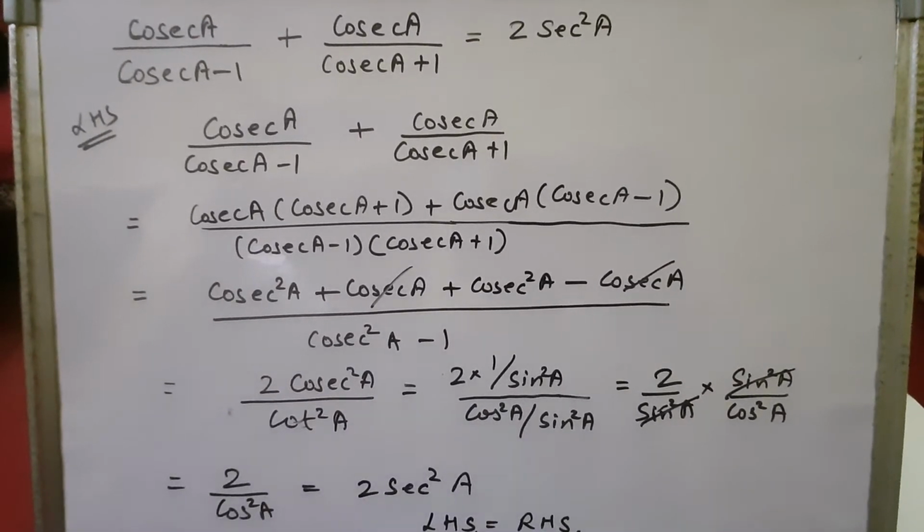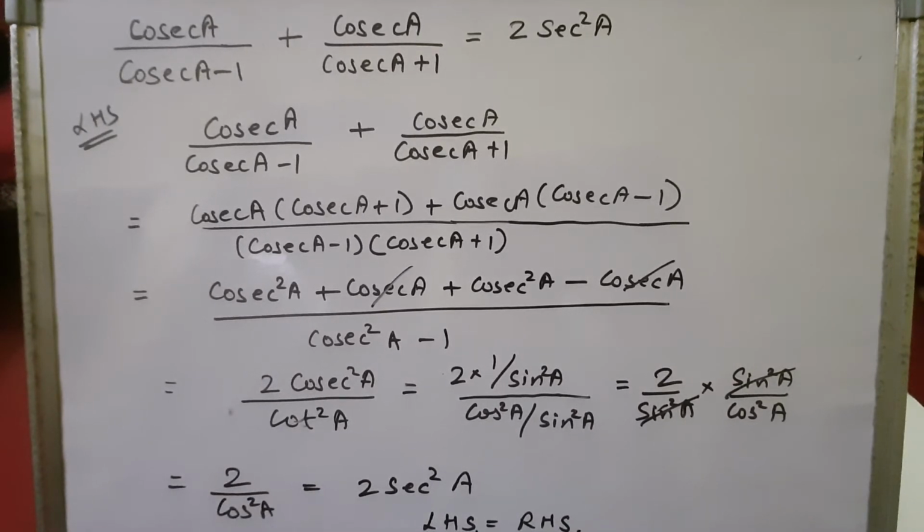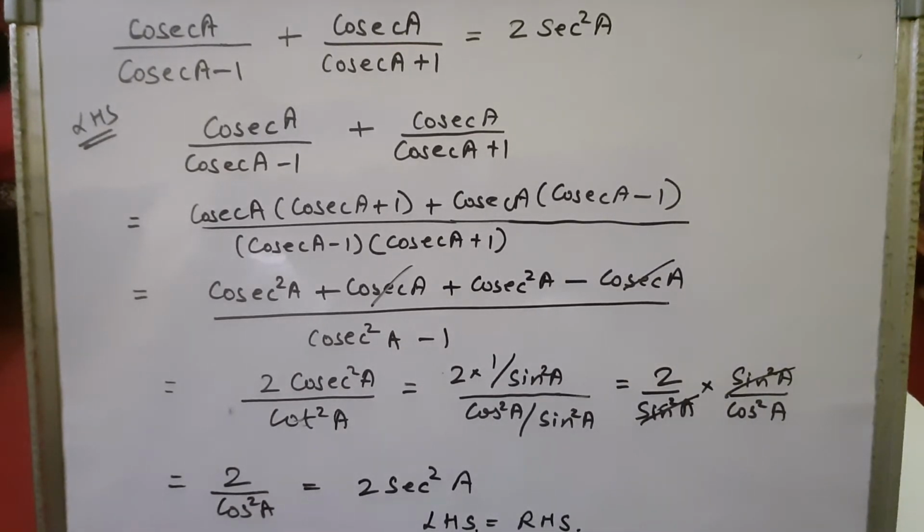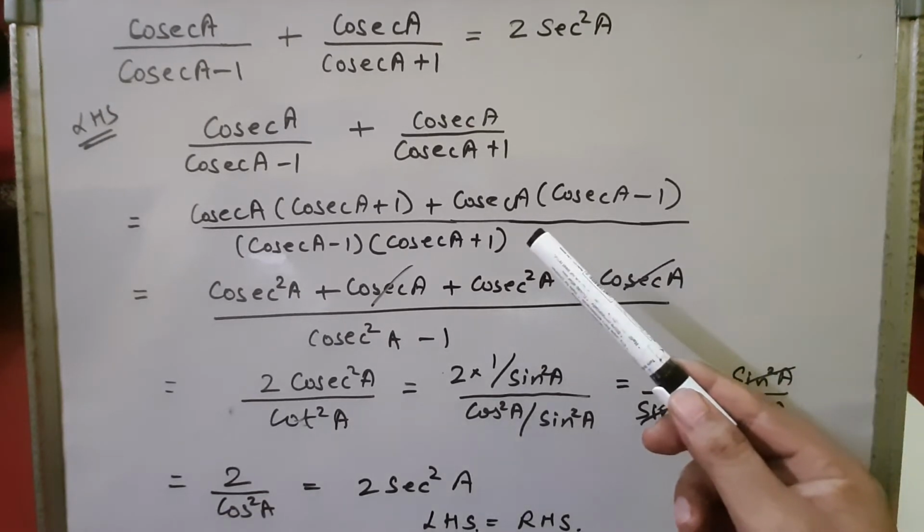Let's see another sum children. In this sum it is given that cosec a upon cosec a minus 1 plus cosec a upon cosec a plus 1 is equal to 2 sec square a. This is the sum. That means we have to prove that the left hand side equals the right hand side. Let's pick the left hand side first. It is given, cosec a upon cosec a minus 1 plus cosec a upon cosec a plus 1. When we take the LCM of both the terms, what will we get? The LCM is cosec a minus 1 into cosec a plus 1 children.